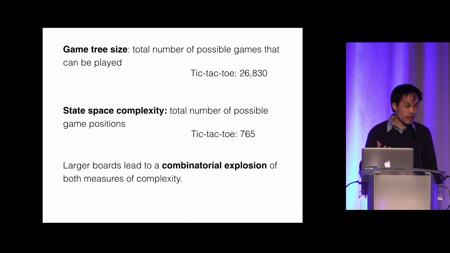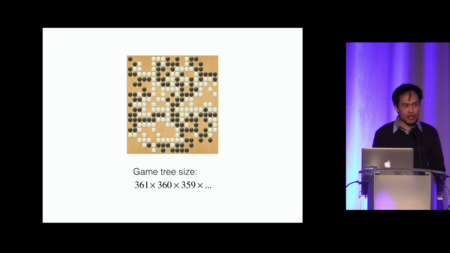Now, that's a 3x3 board. You can imagine that if you increase the board size, you get a combinatorial explosion of both measures of complexity. There are too many possibilities. This is a really extreme example. If you were to play Go, you start with an empty board, 361 possibilities, a crazy number here.